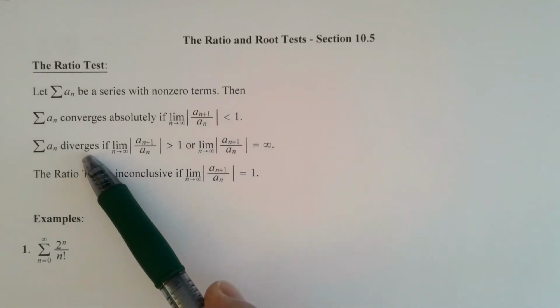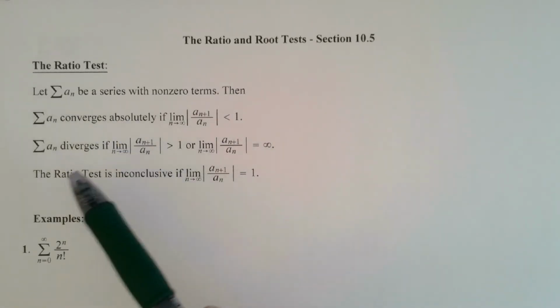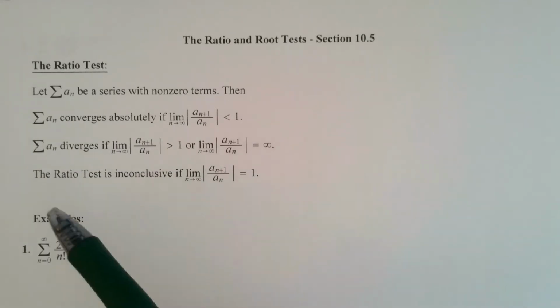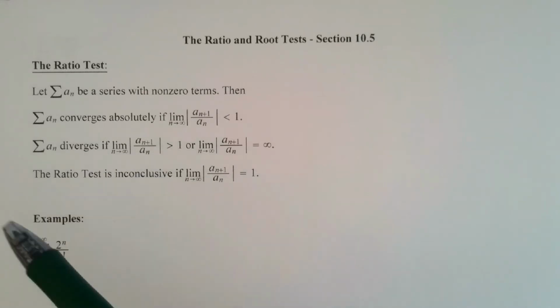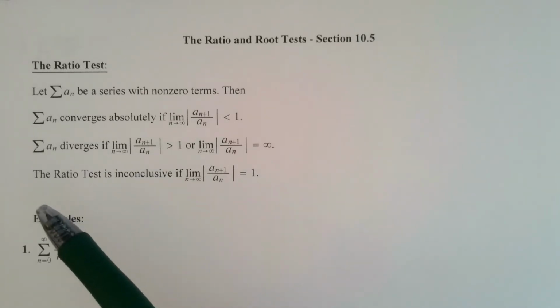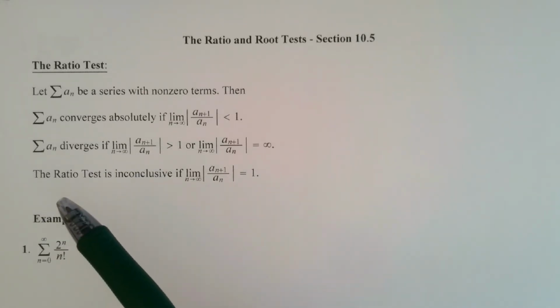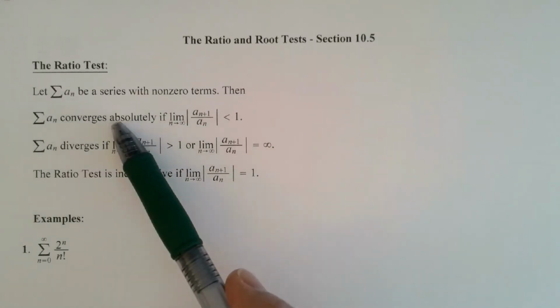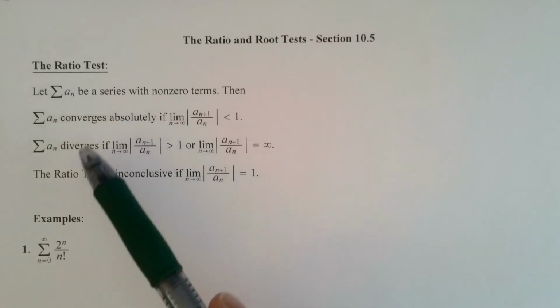So this is a pretty powerful test. The last test we looked at, the alternating series test, sometimes called the Leibniz test, only showed whether or not we converged. But this actually gives us two conditions: one condition for absolute convergence and the other for divergence.